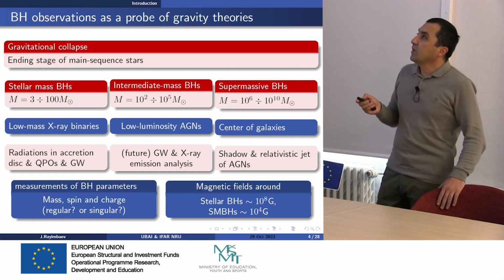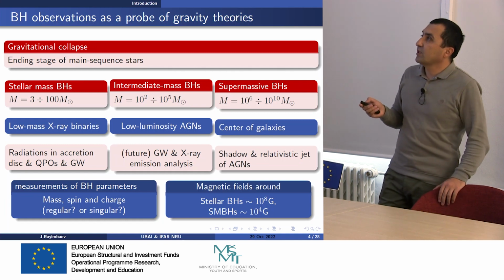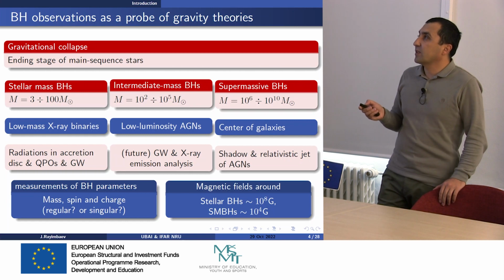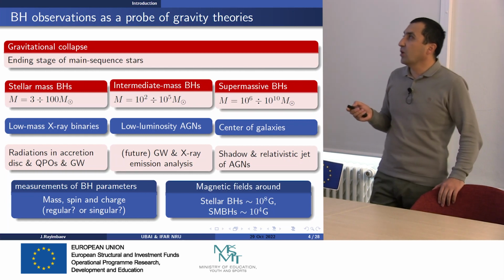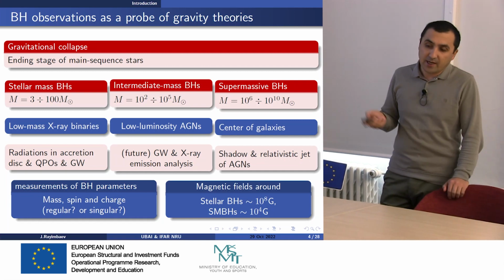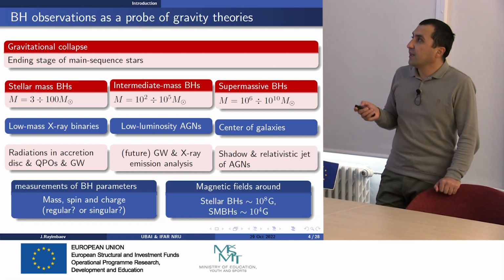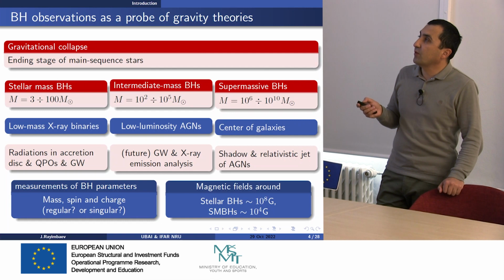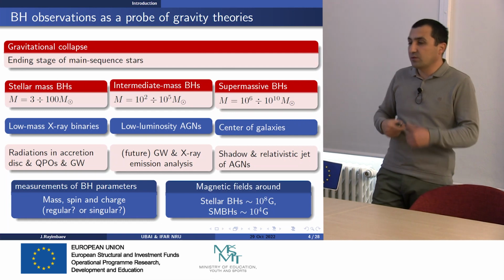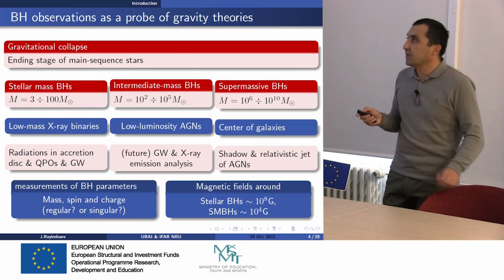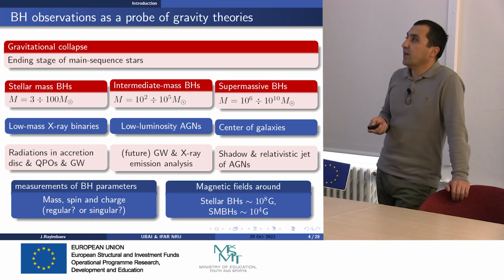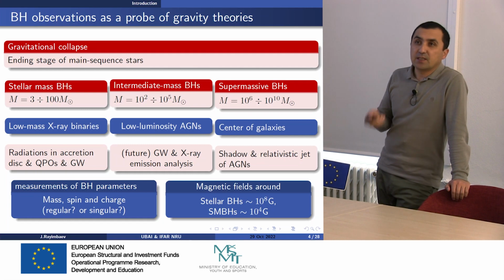Then intermediate mass black holes. In this range, some of them are observed in low luminosity active galactic nuclei, and the distribution of intermediate black holes, with masses near hundreds of solar masses, is still under question.